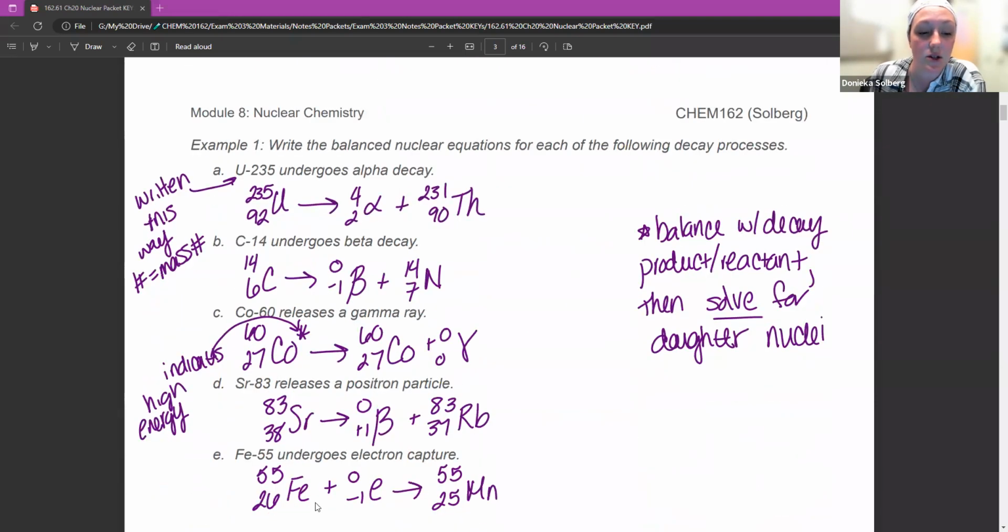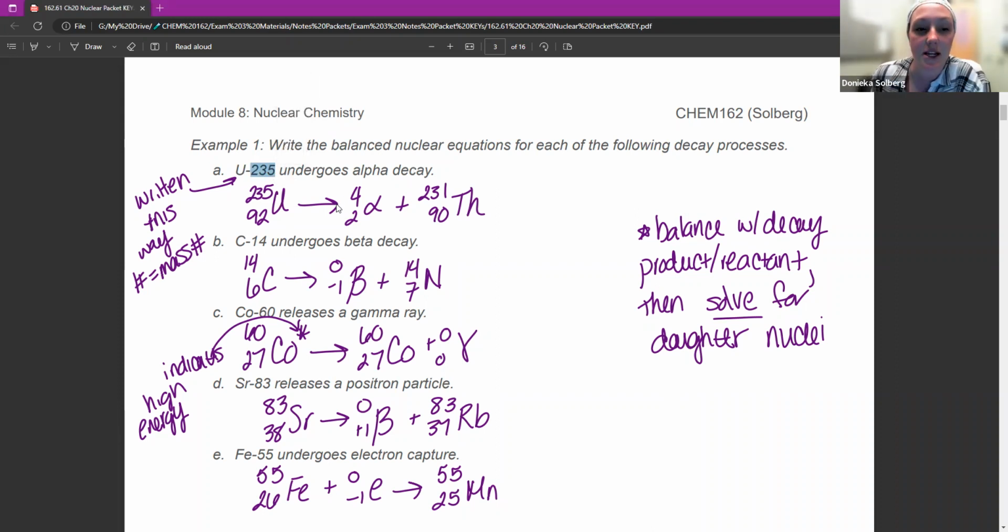Okay, so kind of ignore C through E really quick. It says write the balanced nuclear equations for each of the following decay processes. I've got U-235 undergoes alpha decay. So I start with U-235. The symbol looks like this, 235. I look up uranium. Uranium is 92 on the periodic table, so its atomic number, or number of protons, is 92. When it's written this way, like U-235, this is the mass number. That's the number that goes at top.